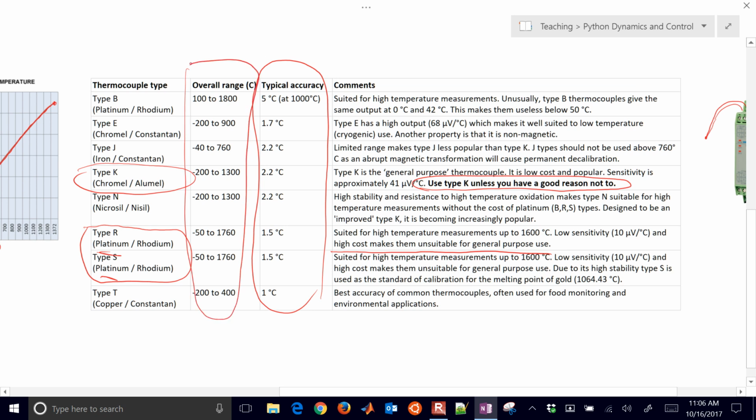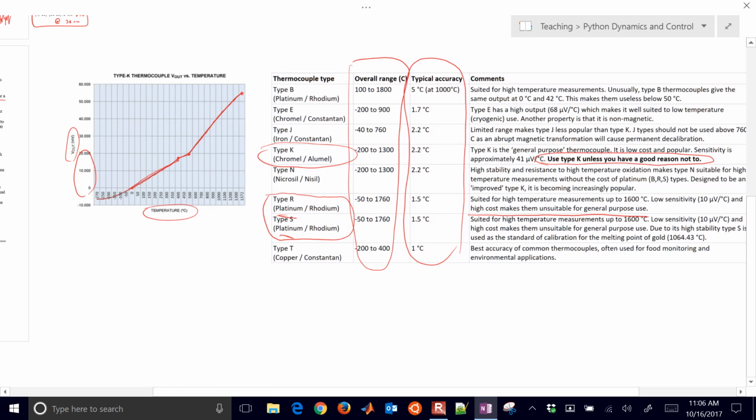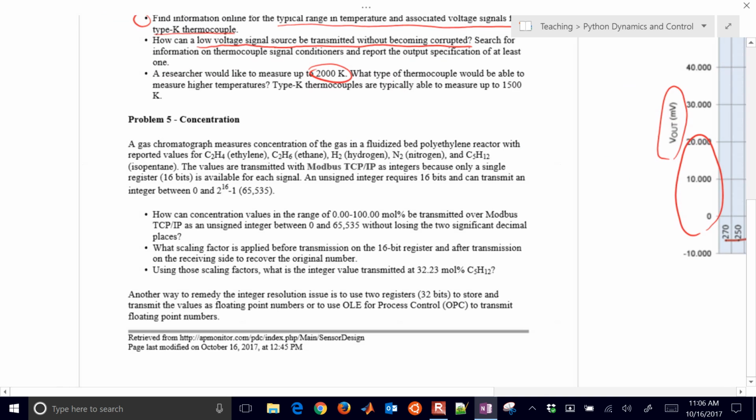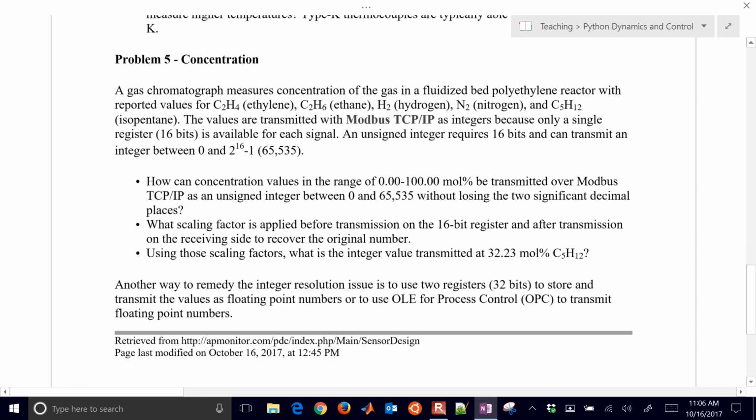Okay, let's go on down to the very last one. We're going to be talking about concentrations. And you have a gas chromatograph, which measures concentration of gas in a fluidized bed polyethylene reactor with reported values for a lot of the common gases that are in that reactor, such as ethylene, ethane, hydrogen, nitrogen, and isopentane. The values are transmitted with Modbus TCP/IP as integers, because only a single register, 16 bits, is available for each signal.